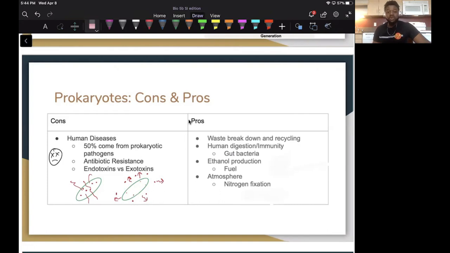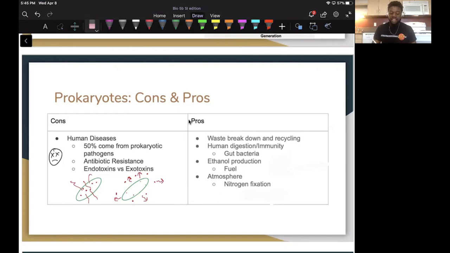The other big pro is that they're really helpful for human digestion and immunity. They play a really big role. They are in our gut flora. So you might be a little bit confused, like why do we have so much bacteria that stays within us as human beings? But for those who don't know, we actually have good bacteria and bad bacteria. Although the bad bacteria can cause harmful pathogens, the good bacteria help keep everything in balance and play major roles in our digestion.